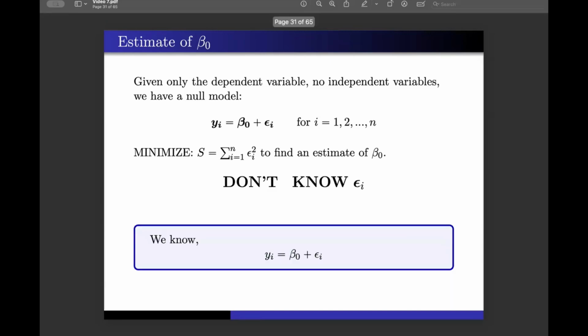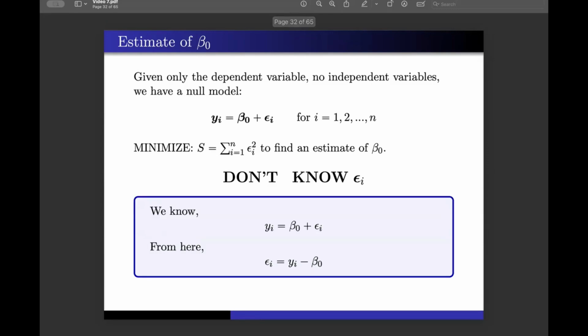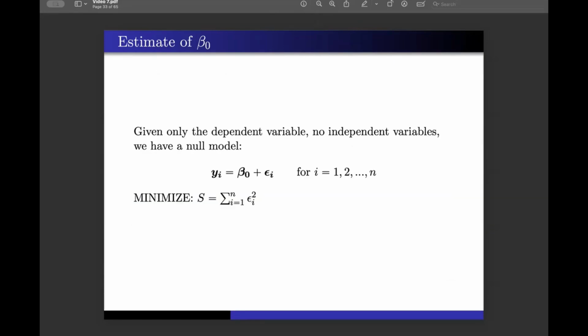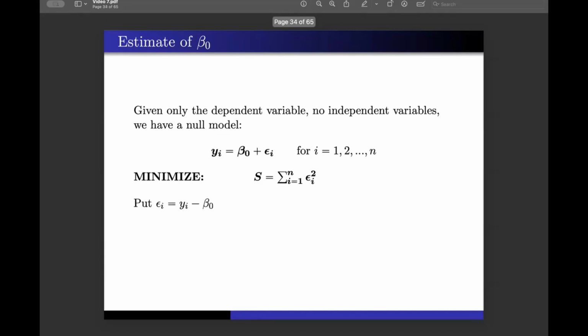But the catch is, we know the null model equation. It is y_i equals beta naught plus epsilon i. And from here, we have that epsilon i equals y_i minus beta naught. So when we say we want an estimate of beta naught that minimizes the sum of squared error and we do not know that epsilon i, that error term, we can use this model equation and put epsilon i equals y_i minus beta naught.